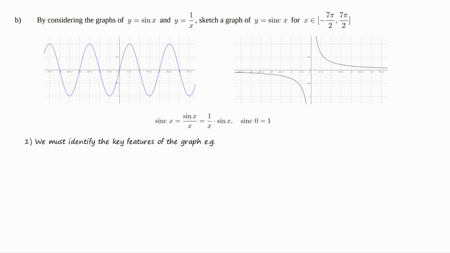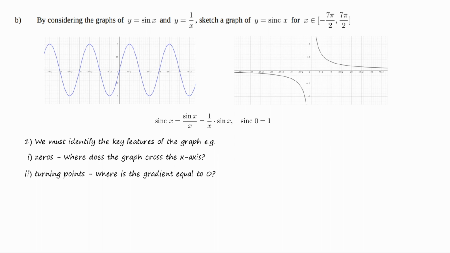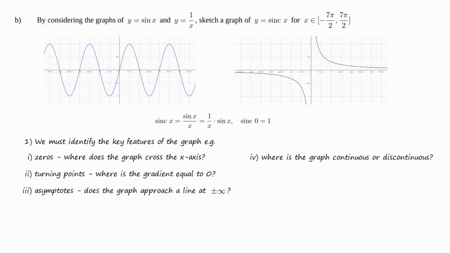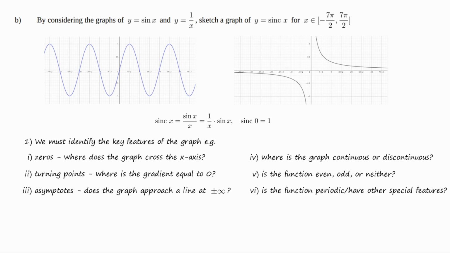Now, in order to sketch a graph, we have to identify its key features. So, for example, we have to identify its zeros, where it crosses the x-axis, its turning points, where its gradient is equal to 0, its asymptotes. We have to decide if the graph is continuous or discontinuous at any point, if it is even, odd, or neither as a function, and whether or not it is periodic or has any other obvious special features of interest.